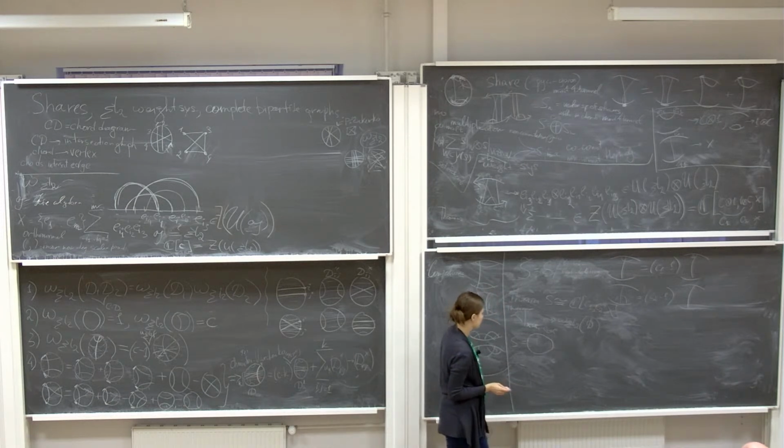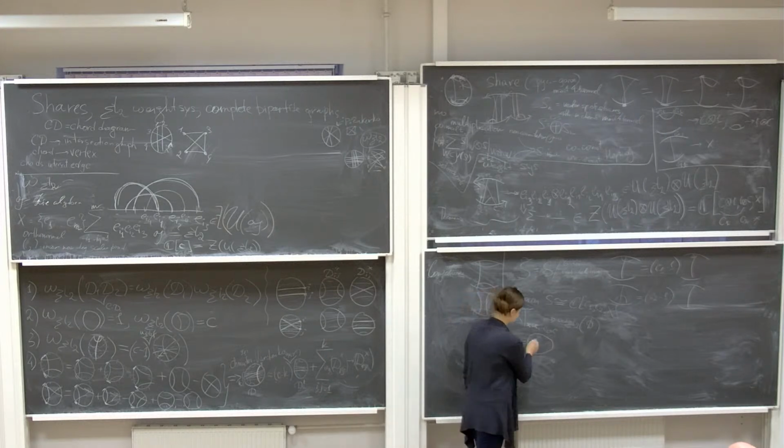If you have a share and take the value of SL2 on this share and substitute X equal to C, C1 equal to C, and C2 equal to C, then the result will be exactly the value of SL2 on this chord diagram, which is the closure of the share. Yeah? Yes. Great. Now I understand what's happening.